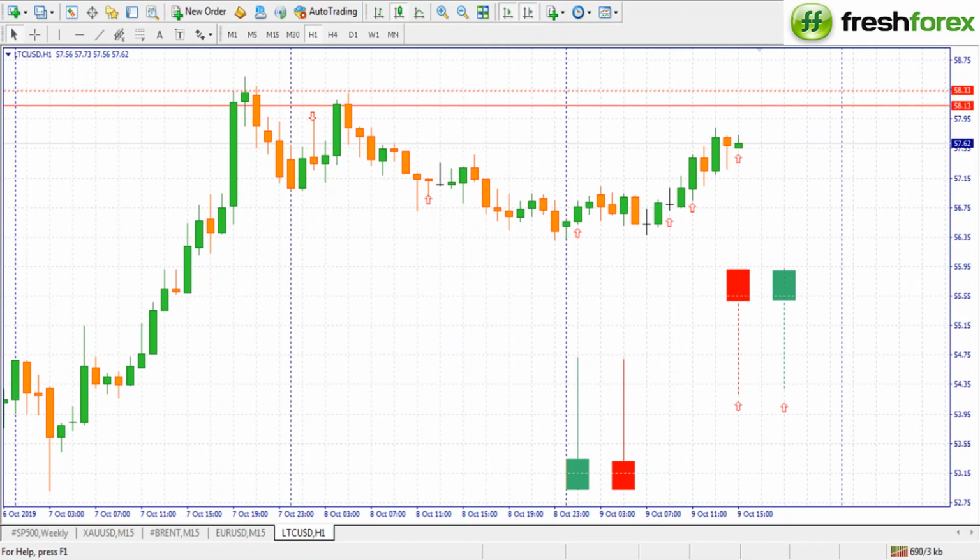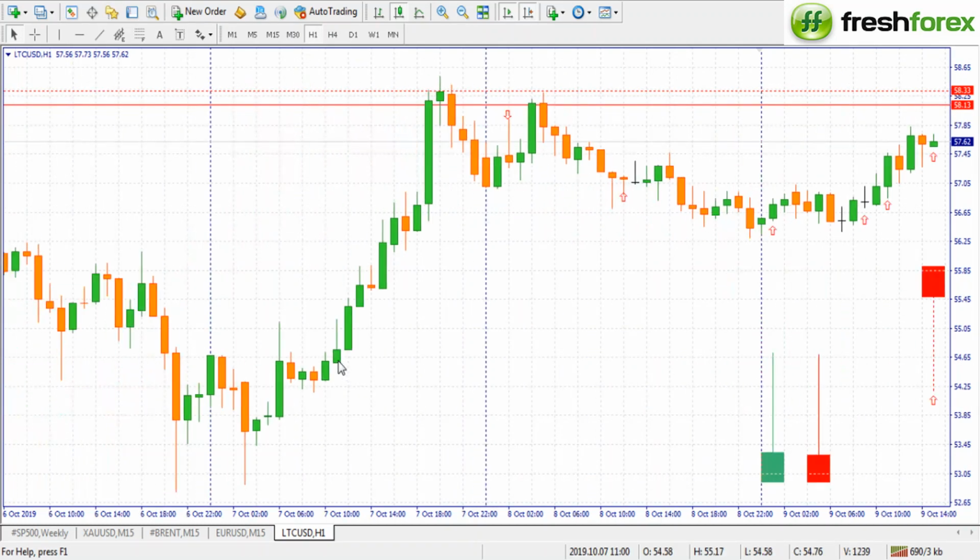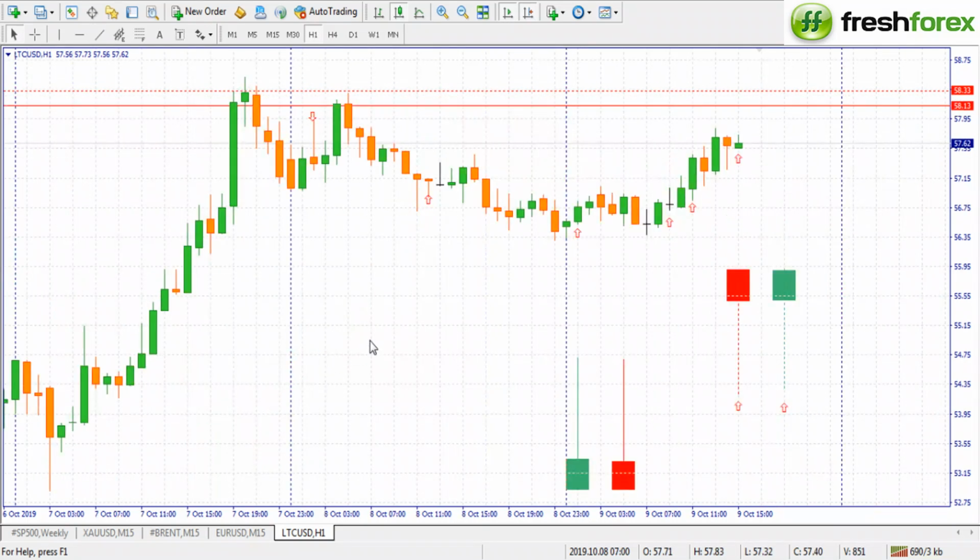So monitor that properly. Just look at this here. What I mean by a candle closing above the high of the previous one is a candle closing above the high of the previous one, or a candle closing below the low of the previous one. Look at this from this point.